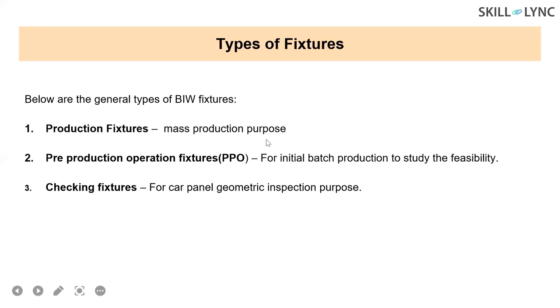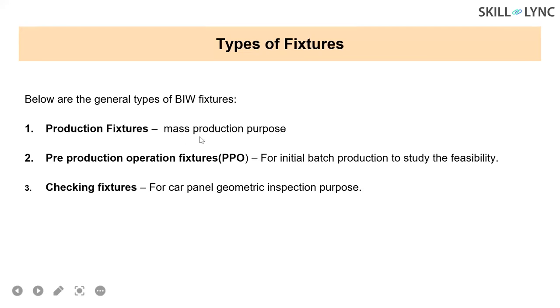So mass production fixture, where I'm going to perform batch production, I will be having 1,000 parts or 10,000 parts. I'm going to do the same thing. So I will be having the components, tools, everything ready in order. You can perform a lot of operations at the same time.